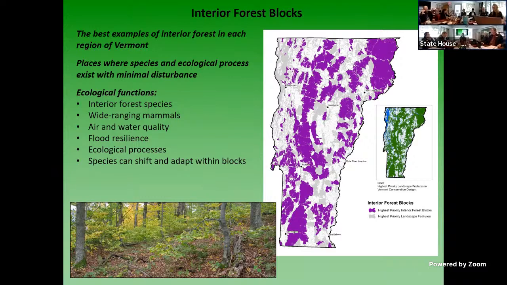This is diving into the individual interior forest blocks. So here's that map again. The purple is those highest priority interior forest blocks. Gray is that overall network. And we've identified for each of these features the functions of the feature. So in this case, interior forest is about interior forest species, wide-ranging mammals, air and water quality, and so forth.